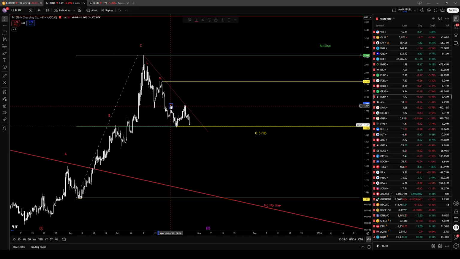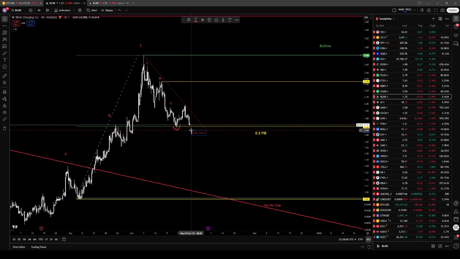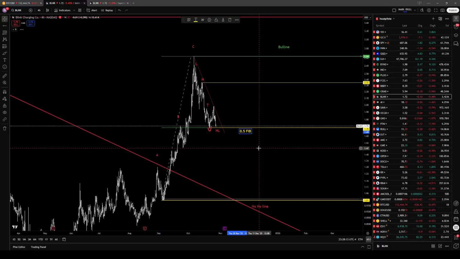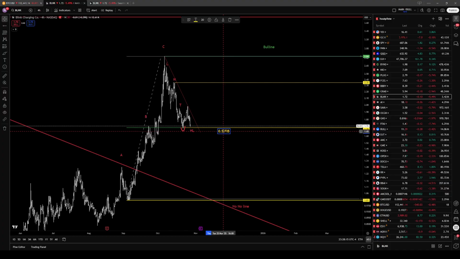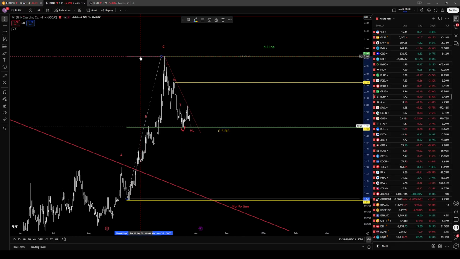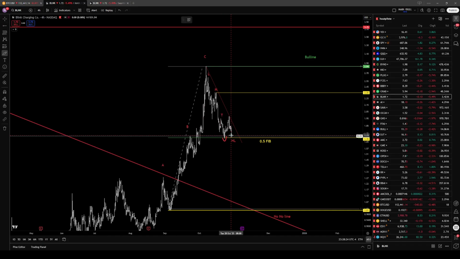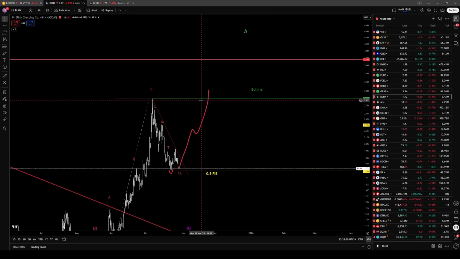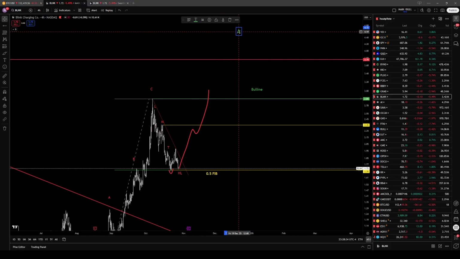T. V. High low. And we're on the 0.5 FIB, MIF lock. So if this is true, you bounce here. You break the confirmation line at 283, and you will go to your A peak.